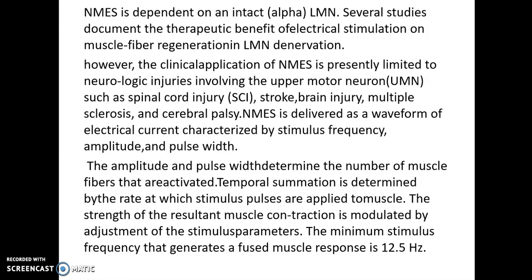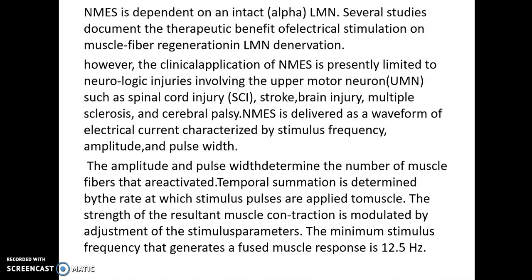The amplitude and pulse width determine the number of muscle fibers that are activated. So that means pulse width and intensity. Amplitude means it can either be voltage or it can be ampere. So both voltage or ampere is the amplitude. Pulse width is a pulse duration. So according to the width of the pulse, how long does the electric pulse exist during a particular stimulation. So that also will determine how many muscle fibers will be activated.